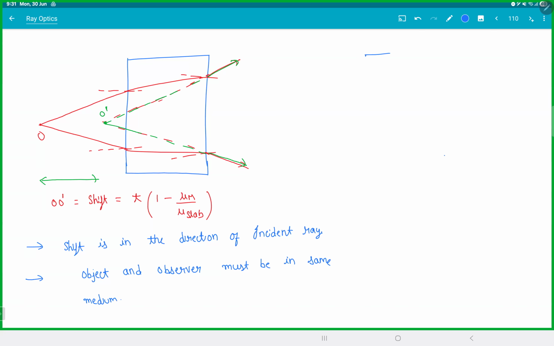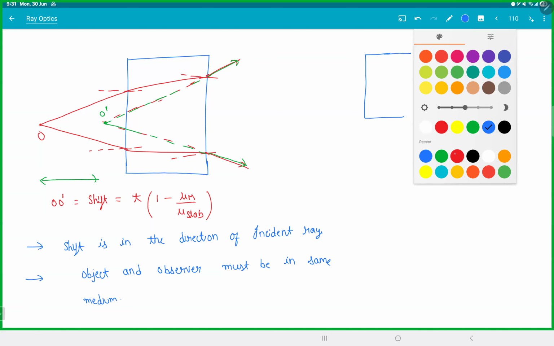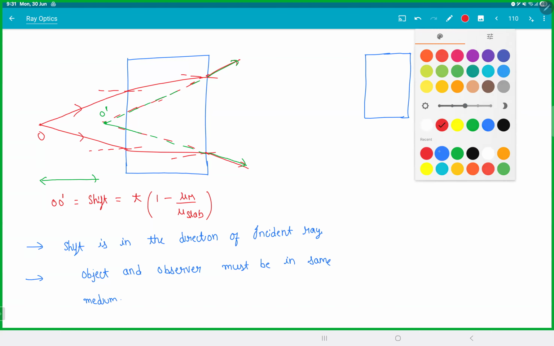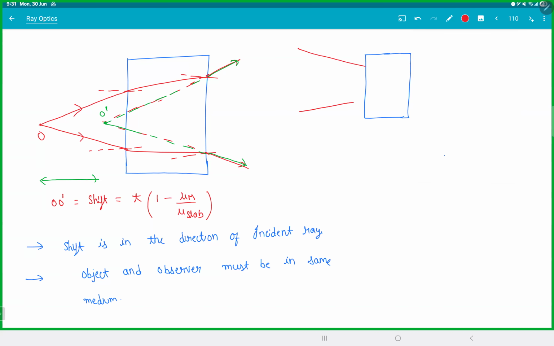For example, say, here the light rays are going ahead. So did you see the shift happened in the direction of incident rays? What if light rays are coming like this? The light rays are coming like this and they were supposed to meet here, but you kept a slab in the middle. Do you remember I told you this thing? What kind of things these are called? These are called virtual objects. They don't actually form.